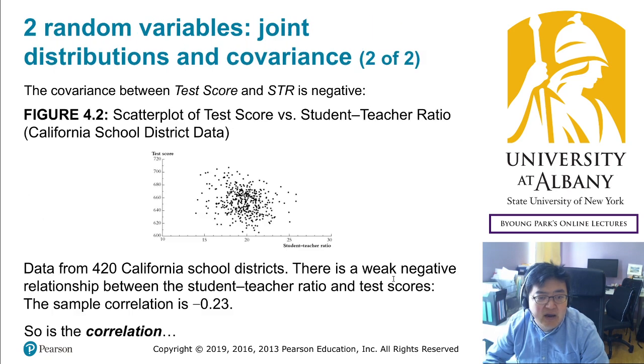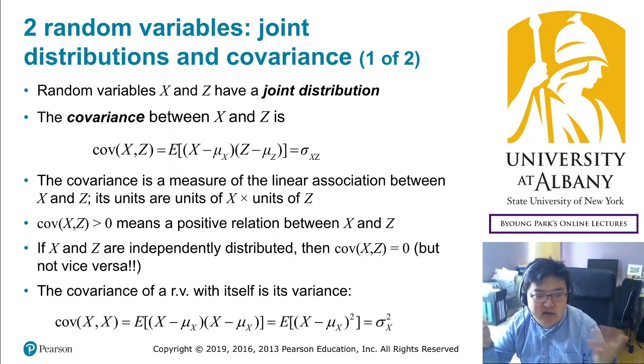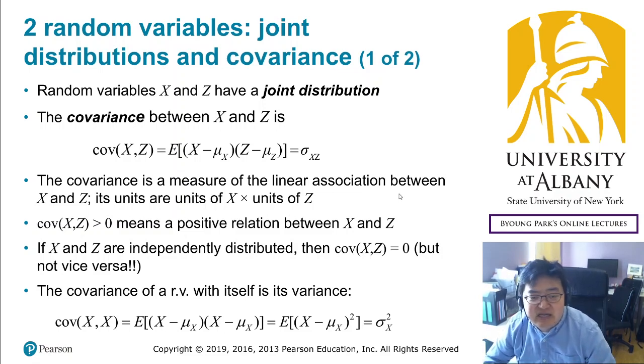This is why the converse is not true. Even if covariance is 0, that does not imply x and z are independent. When covariance equals 0, that only implies that there is no linear relationship. But there may be some relationship which is nonlinear, like quadratic, exponential, sine, cosine, or logarithm, or whatever. There may be different shapes of functions which are nonlinear. Then covariance cannot handle that. That's why the converse is not true.